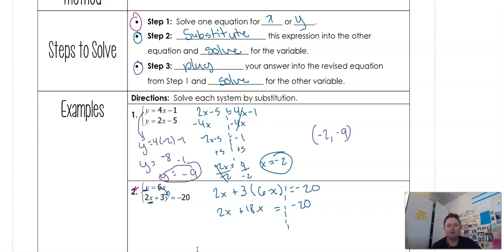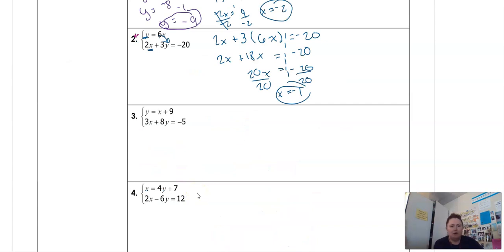Again, this is the thing where you do the same thing to both sides. Those are like terms, so I'm going to put them together. That's 20x equals negative 20. Now I just have to divide by 20 on both sides, so I get x equals negative 1. Now I'm going to take that negative 1 and plug it in for the first equation, because it's already solved for y, so it's easier. So y equals 6 times negative 1.